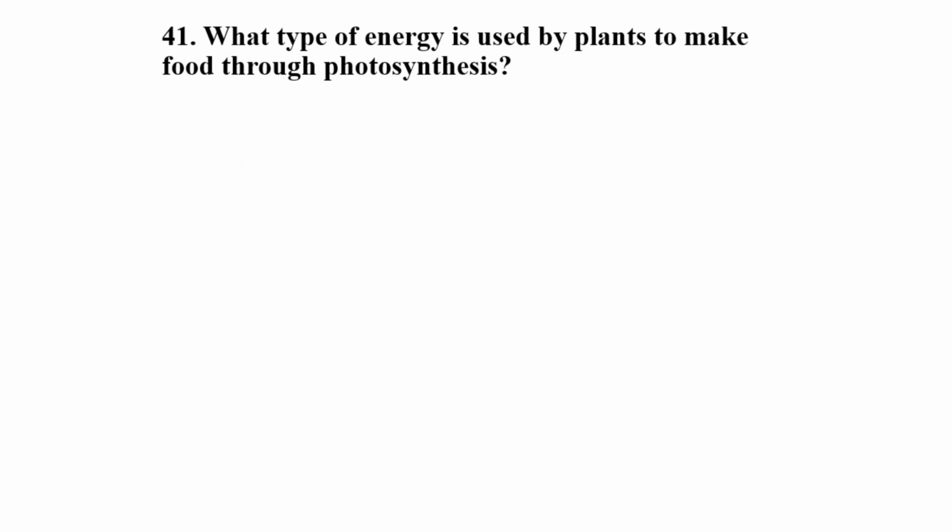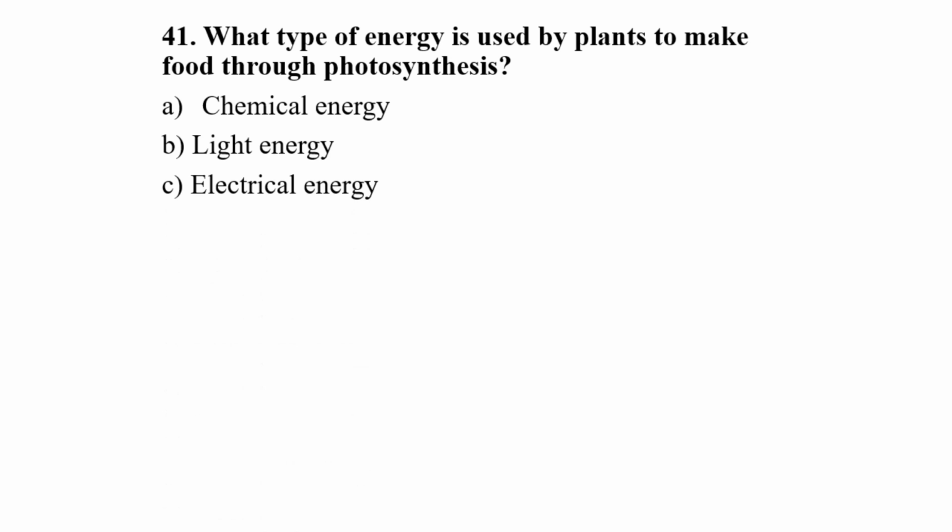Question number 41. What type of energy is used by plants to make food through photosynthesis? A. Chemical energy. B. Light energy. C. Electrical energy. D. Nuclear energy.